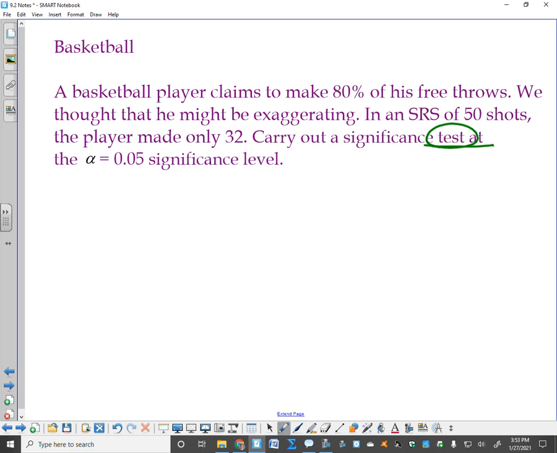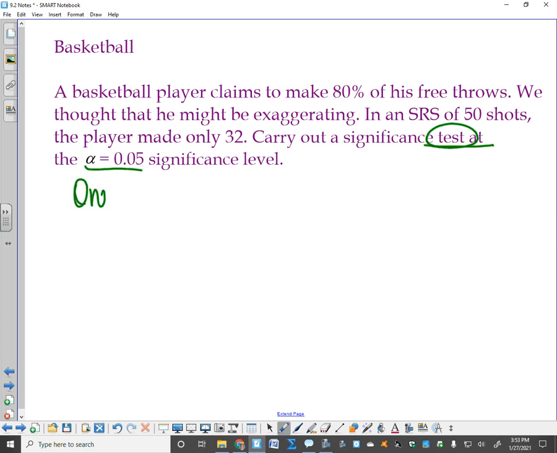When I'm reading, whether I'm taking one of my tests or an AP test, when I see that word test, I know I'm H sub O, H sub A. That's the word you're looking for. So this is not a 95% confidence interval. I'm looking for a significance test. All right, they're giving me my alpha at a 5% significance level. Okay, number 1, state what you are.